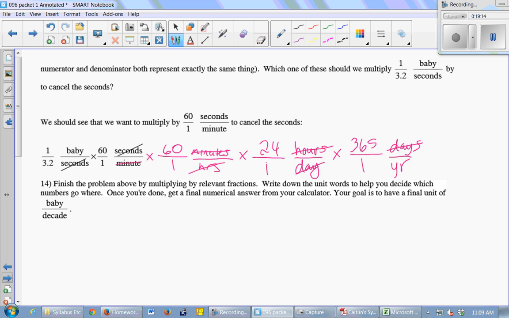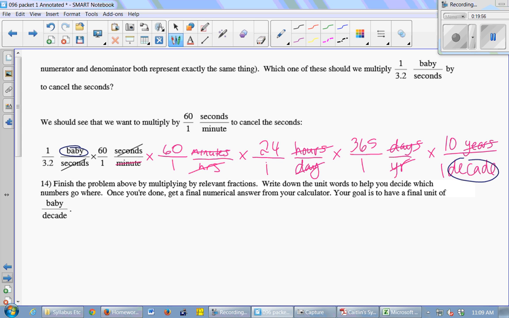All right, almost there. How do I convert years to decades? I'm going to multiply by 10 years every decade. So this is times 10 years per decade for 1 decade. So years cancels. And now in my numerator, the only units that haven't been crossed out is baby, right? And in the denominator, the only units that haven't been crossed out is decade. So my answer is going to come out in babies per decade. And when you multiply fractions, just multiply all the numbers on the top, multiply all the numbers on the bottom.